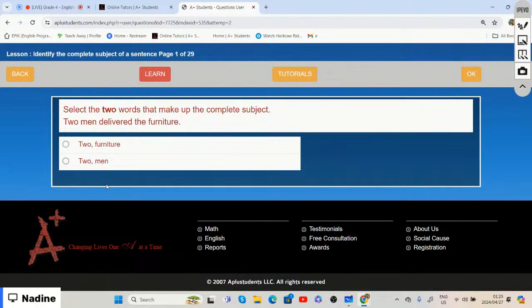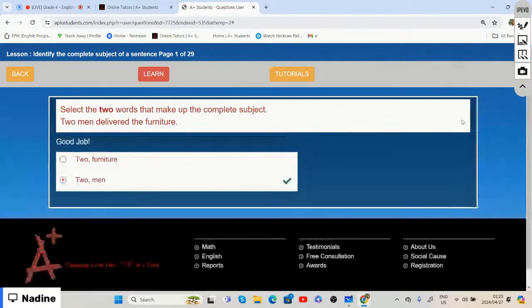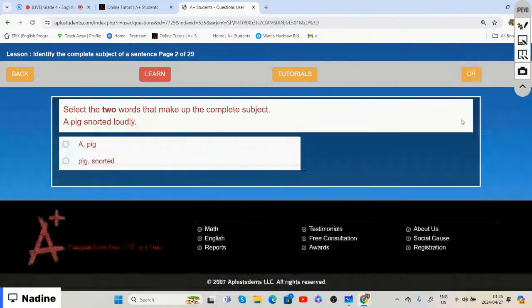All right, and if we select our subject, we can say the second option, which is two men. All right, so well done.